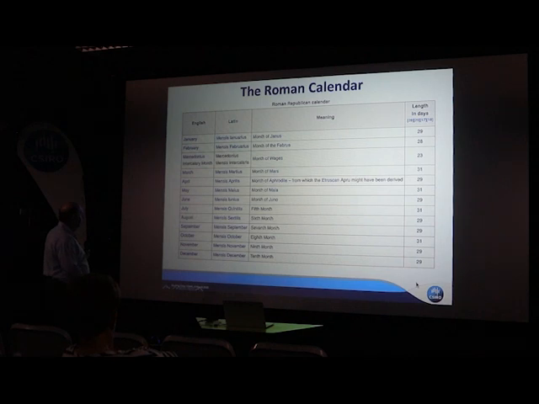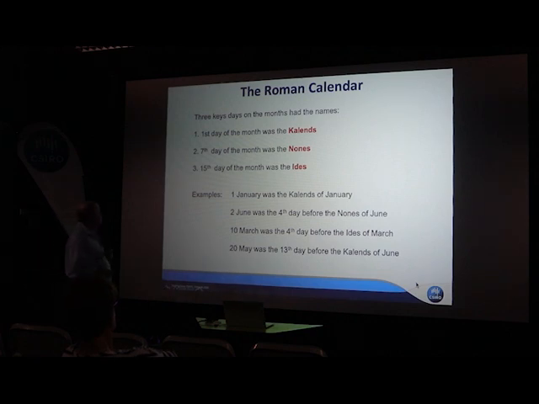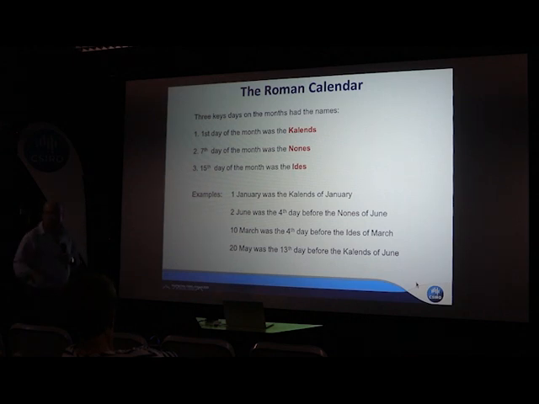Things stayed that way, except, before I get to it, in the Roman calendar they had 3 key days in their months. The first of the month was always called the calends. The 7th day of the month was called the nones. And the 15th day was called the Ides. For many people familiar with Shakespeare's Julius Caesar, the Ides of March. So an example, the 1st of January was the calends of January.